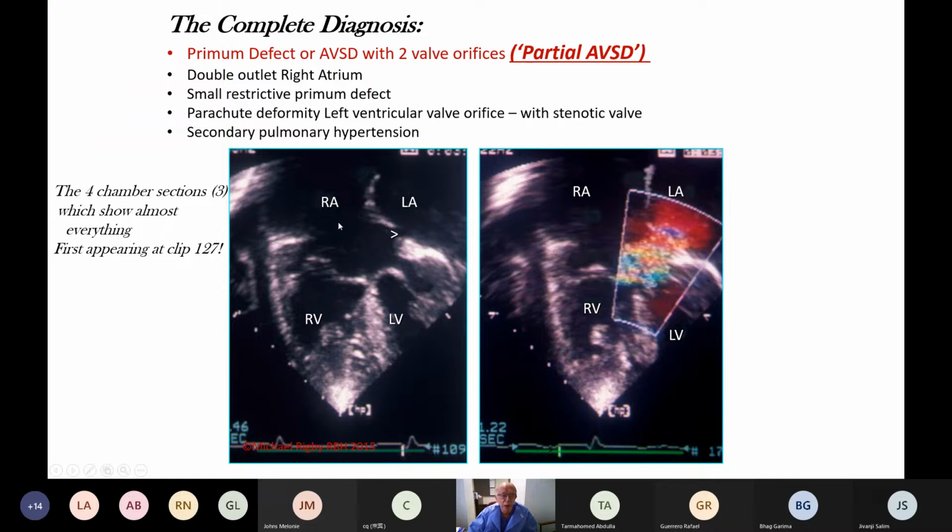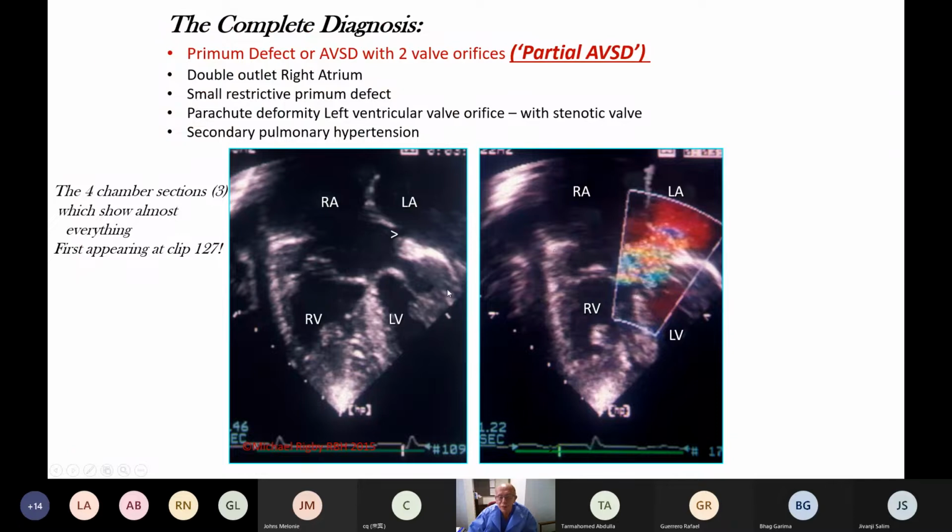But there was double outlet right atrium. So here's the right atrium. Here's the right side of valve orifice. There's the left side of valve orifice. There is a double outlet right atrium. The primum defect is unbelievably small there. There's the primum ASD. There's a high velocity jet going left atrium to right atrium across that restrictive defect.